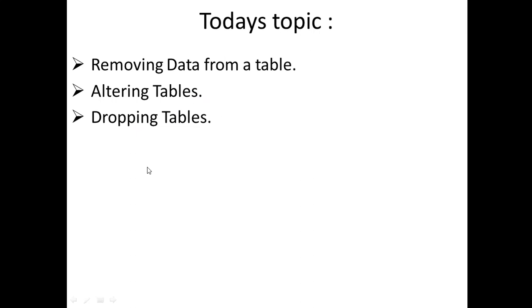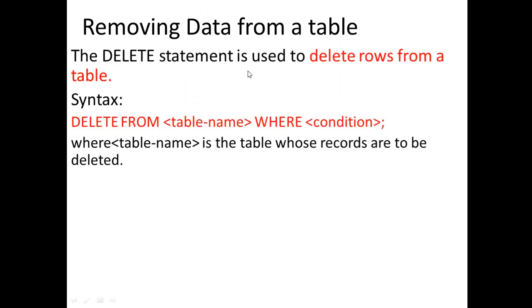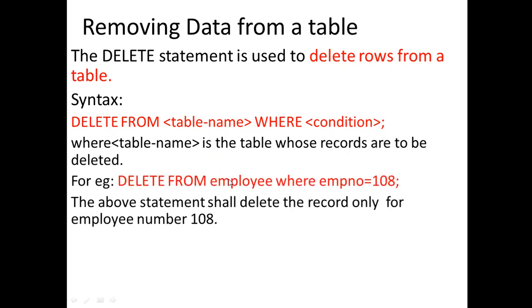So one by one we will see, and we will do the practical also at the same time. So let us see how to remove the data from a table. The delete command or the statement is used to delete the rows from a table, and the syntax is you have to write first of all the delete, and then after from, and then after the table name, and afterwards where, and then the condition. Where table name is a table whose records are to be deleted. The table which you want to delete from, you will mention it over here.